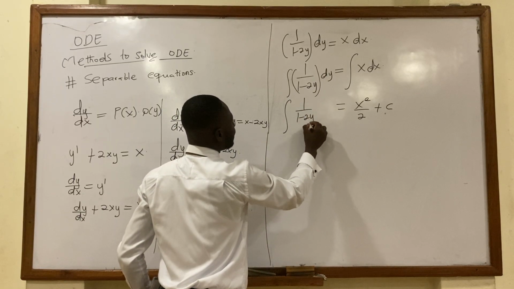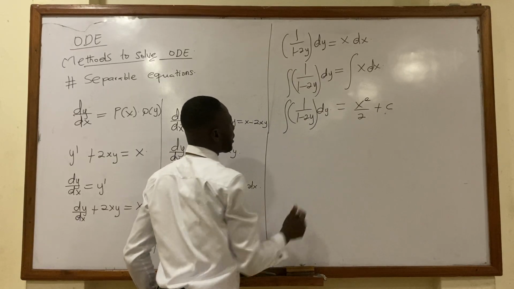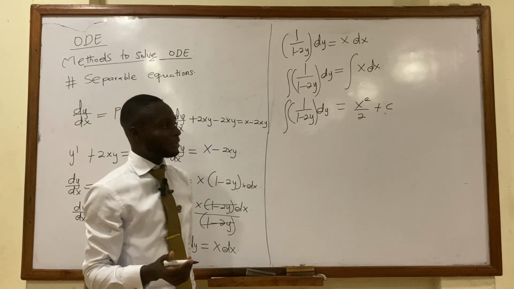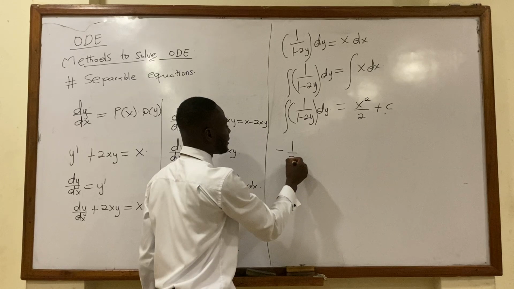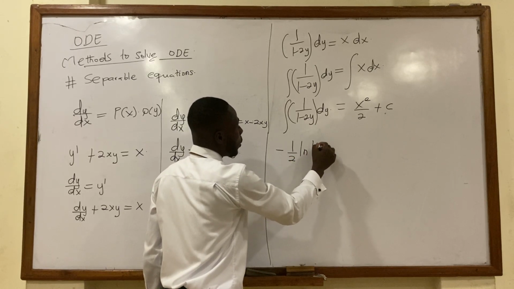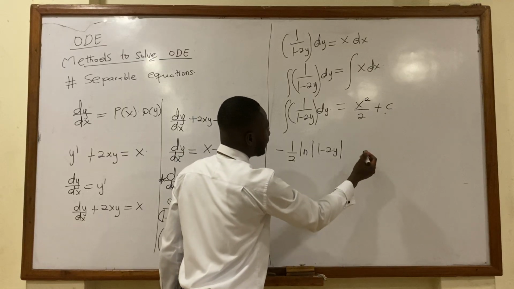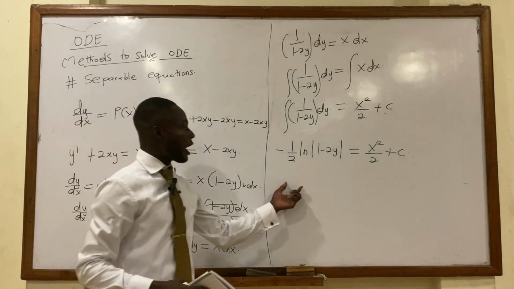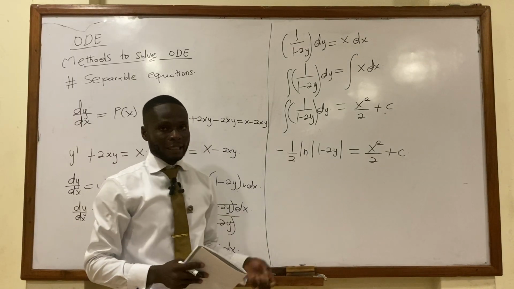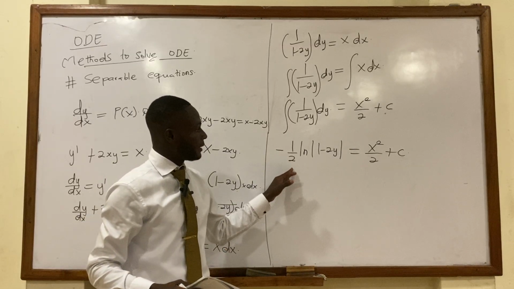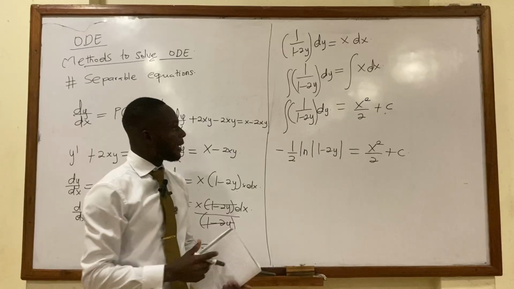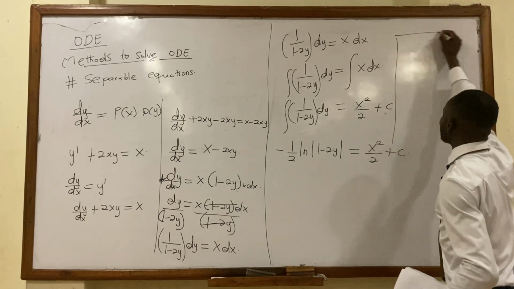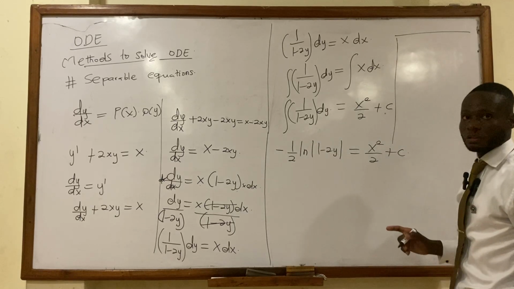Good. So from here, we want to integrate the left side as well. So how do we integrate this function, right? If you are fluent with integration, you will know that this will give you minus half ln absolute value of (1 minus 2y) is equal to x squared over 2 plus c, right? If you are fluent with integration techniques, you basically know that this will be this. Good. But if you are not fluent with integration techniques, let me show you how I came by this solution.